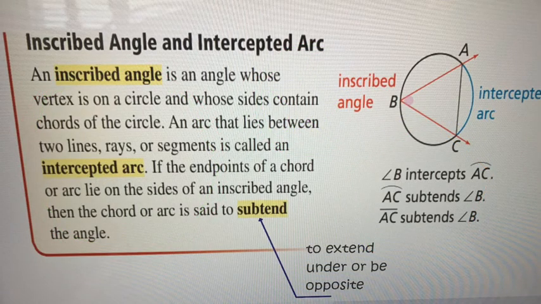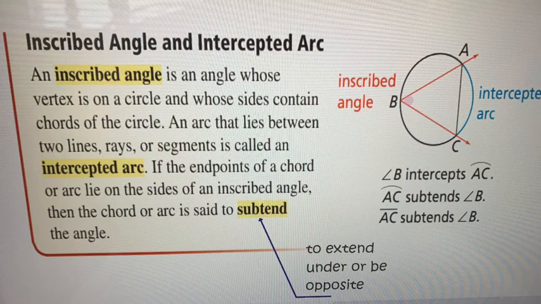An inscribed angle is an angle whose vertex is on the circle and whose sides contain the chords of the circle. An arc that lies between two rays, lines, or segments is called an intercepted arc, like an interception in football, intercepted arc.